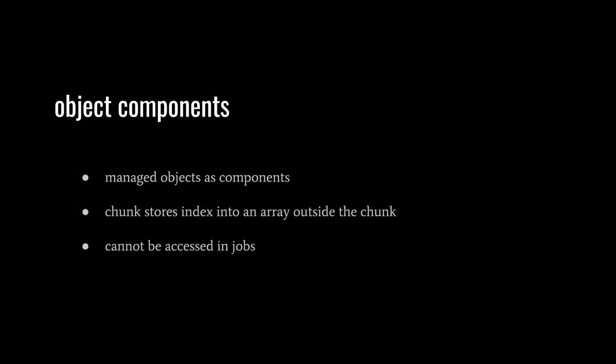An object component is a special kind of component that is a managed object. These components are not stored in the chunks, but rather in external arrays, and chunks reference the objects by indexes. Because these objects are managed, they cannot be accessed in jobs. While sometimes convenient, object components are not cache-friendly, and so using too many object components defeats the whole purpose of ECS.